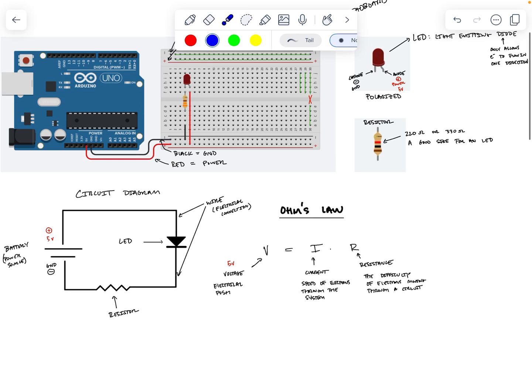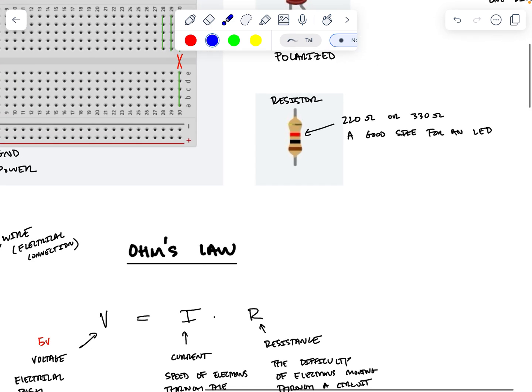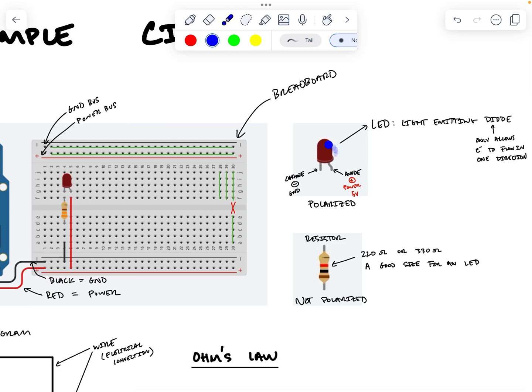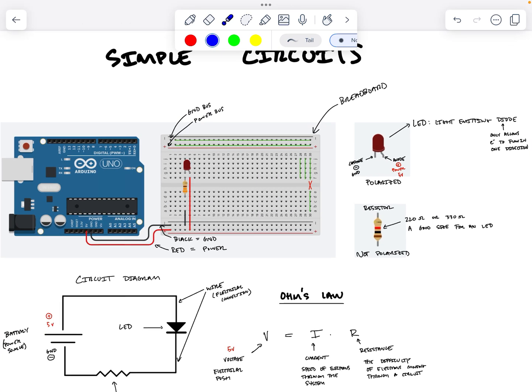Okay, the resistors, unlike the LEDs, are not polarized. It doesn't matter which way you add them into your circuit. You could put it in this way, or you could rotate it 180 degrees and put it in, and it would work the same way. So an LED is a polarized component. A resistor is not polarized.